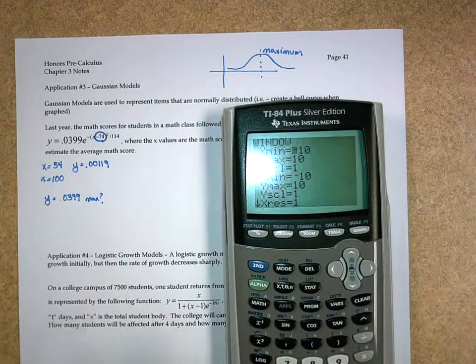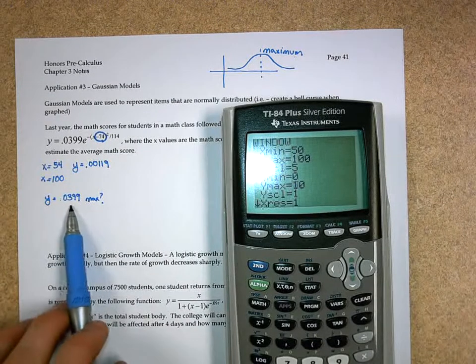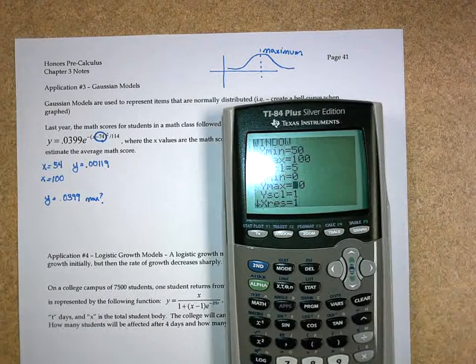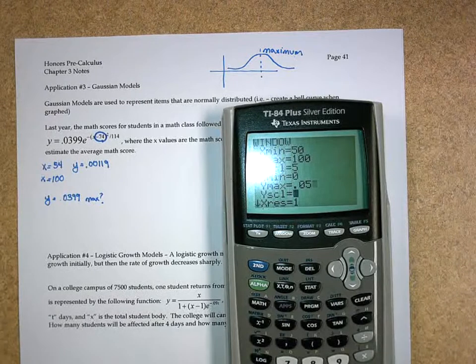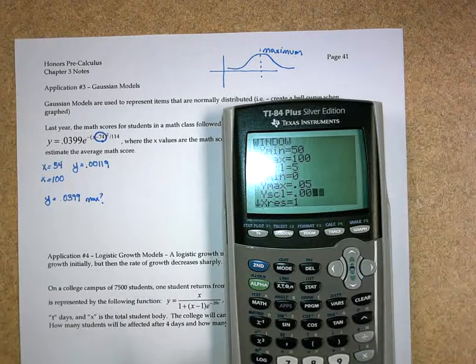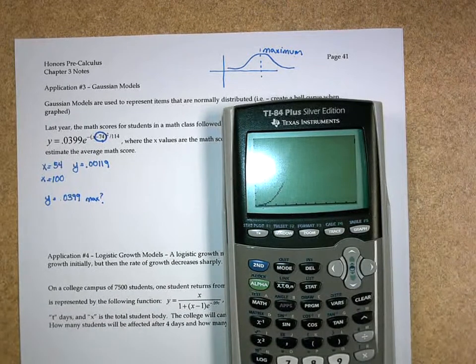So we'll go to our window. We'll set our x min being a little bit less than 54, which is 50, and then x max being 100. Remember, there's no absolute right or wrong for these window settings. And then I can take 1/10 of that, which is going to be 5. The y min, say 0, up to, if I say 0.0399, let's go a little bit bigger than that and say 0.05. And if I take 1/10 of that, I'm going to have 0.005. So let's hit graph and see what this graph looks like.